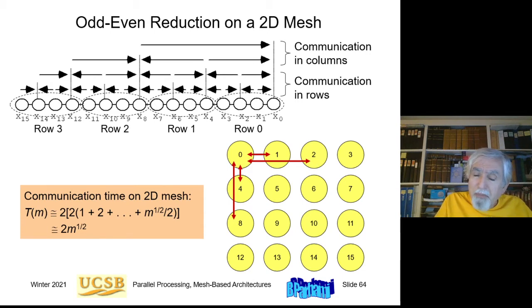So running time, I'm still using m processors, but the running time, instead of being order m, becomes order square root of m. And we know that order square root of m is optimal for a square root of m by square root of m mesh, because the diameter of the mesh is order square root of m.